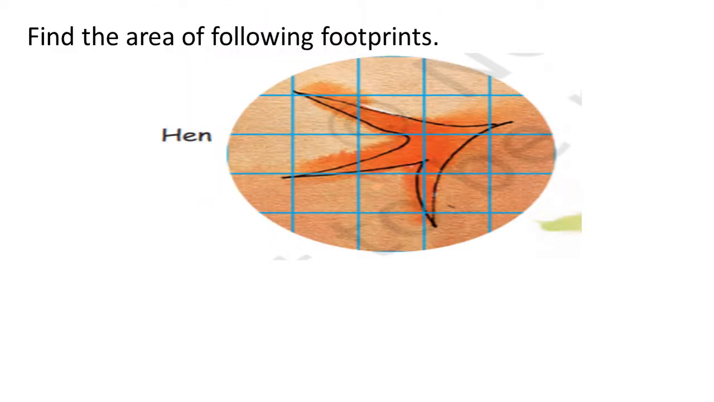Okay, children, here you can see a footprint, a hen's footprint. It is there in your textbook also, and we are asked to find the area of the following footprint. So the first one is a hen, and let me give some instruction before finding out the area of this footprint. Children, the area of such an irregular figure. This is not a regular figure like a square, triangle, rectangle, and something like that. A proper figure is not there. So it is irregular. It doesn't have a proper shape.